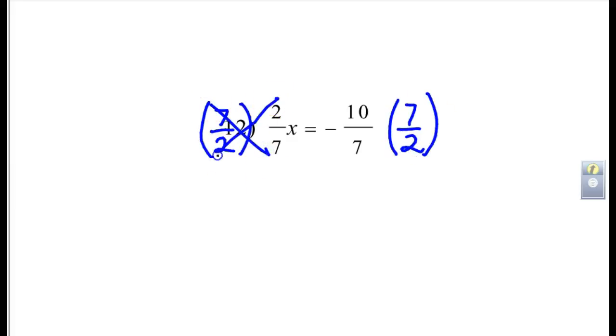And I get those to cancel, so I have x equals, and then you just have to do the arithmetic here. So 10 times 7 is 70. 7 times 2 is 14. 70 over 14, and reduce it. And that's the arithmetic, the elementary school arithmetic to do. Or you can just put it in the calculator. Or you can cross cancel if you know how to do that. But whatever you want to do to simplify, it's up to you.